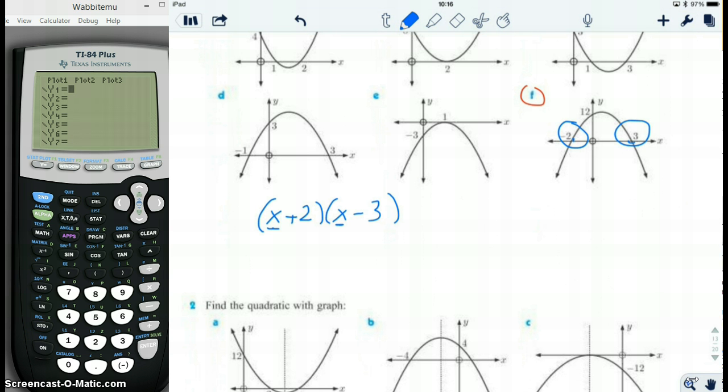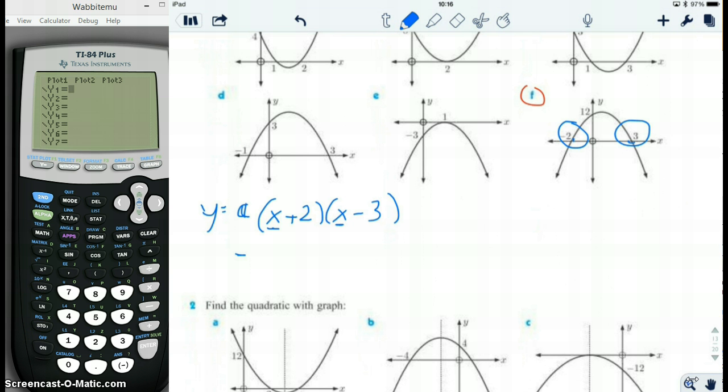Now the only thing we need now is the a value, and then we're done. So in this case, first we need to figure out if a is positive or negative. And since it opens down, then it would be negative. So a is negative. Negative what? Okay, so we don't really know what value goes in there yet.